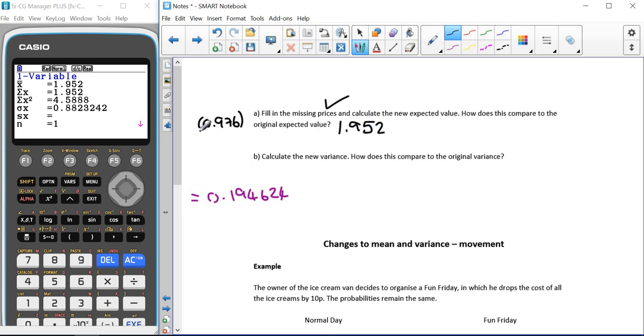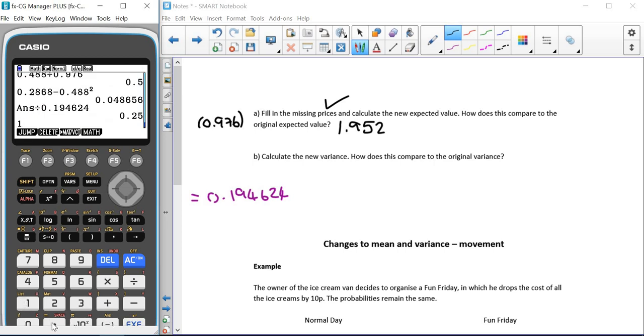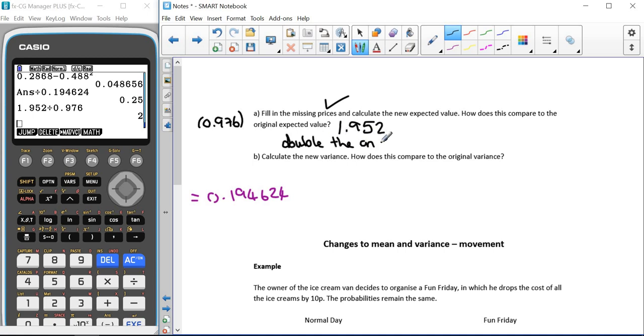We have our mean cost, which is £1.952. The original mean again I've copied over so we can see what's happened here. So if I do 1.952 divided by 0.976, I get 2. So this is double the original expected value. When we've doubled all the prices individually, our mean, our expected value, has also doubled.